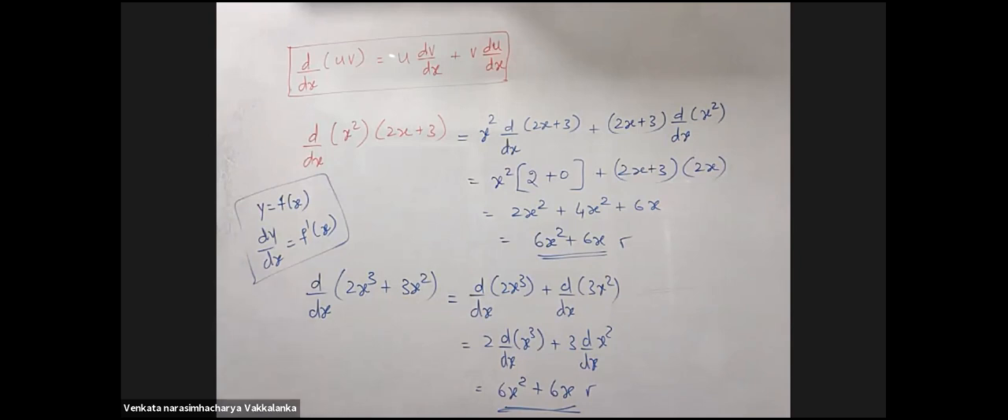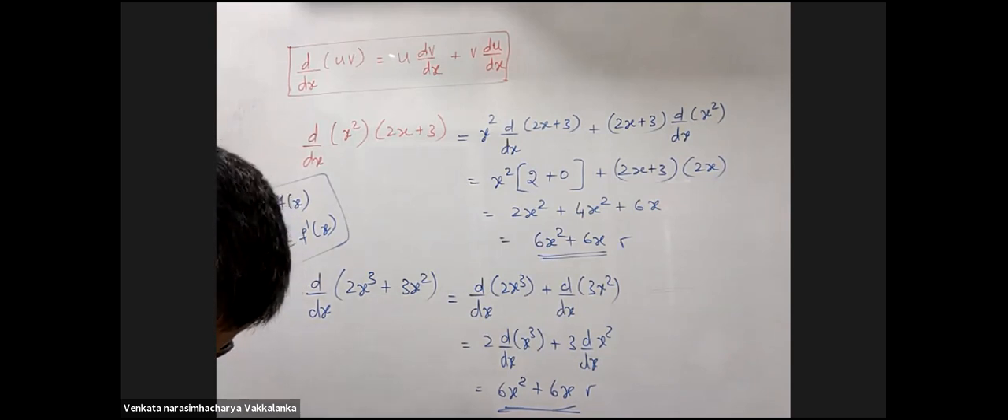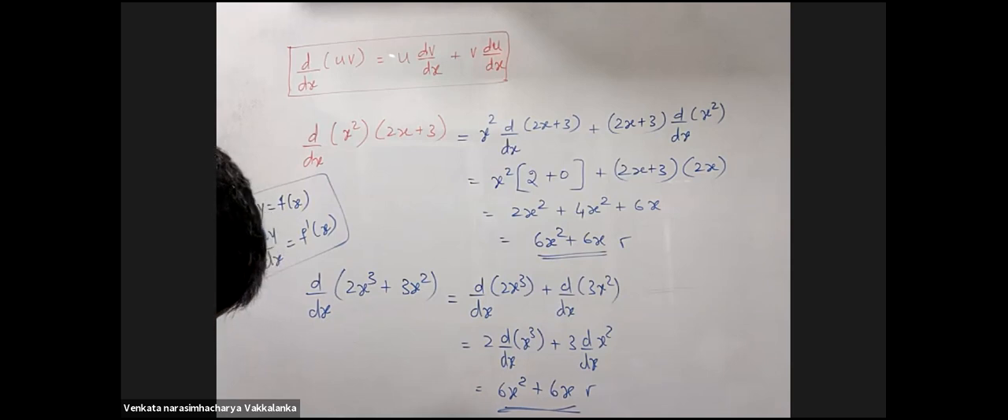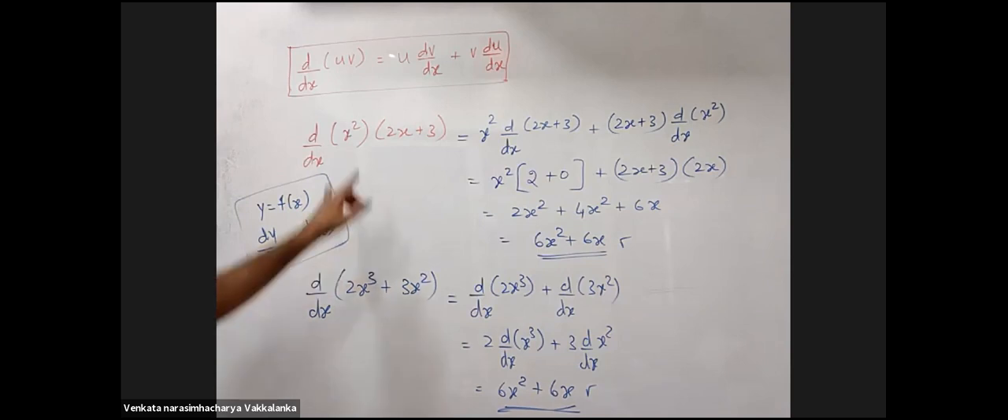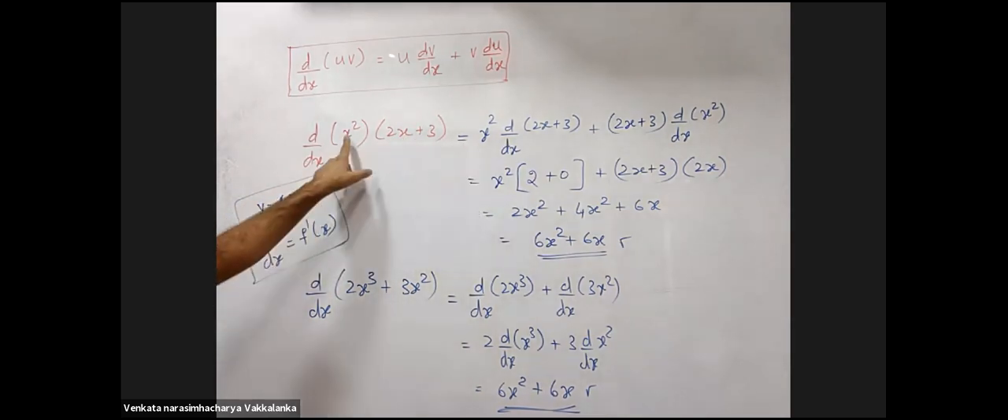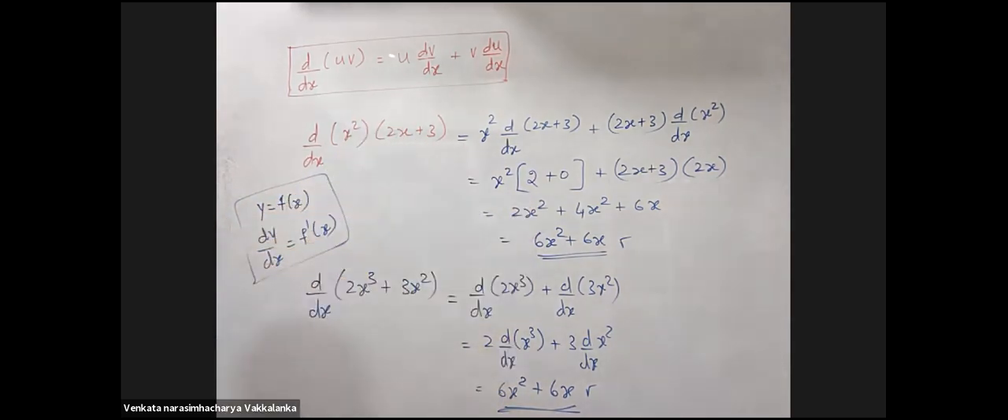Tell me when I can rub the board. So this above method is used when the functions of x are different, like sin x and tan x. Even for this I can use it. When both are polynomials, you can comfortably use u and v.